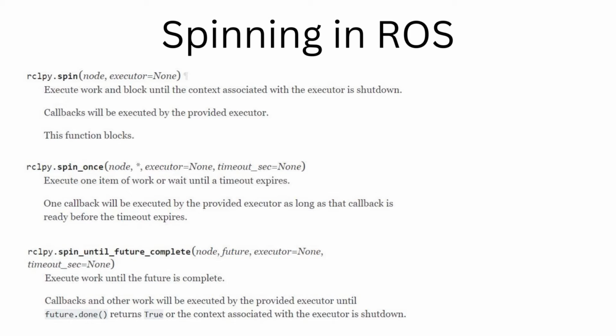The third one is spin until future complete. This one is used in asynchronous calls where you have a handle on the future of the asynchronous call. Let's say you have an asynchronous service call. Until the future is complete, that means until that task is done, this spin will be blocking. That also means that for this method, you need to give the argument future so that it can constantly check if that specific asynchronous task was done. So as a summary, spin is blocking. Spin once is blocking only until one work is done or the timeout expires, and spin until future complete is blocking only until the future which you send is complete, so one task which you specify is complete. That's the idea behind these three spins in ROS2.